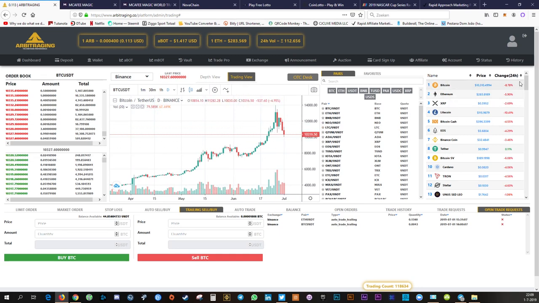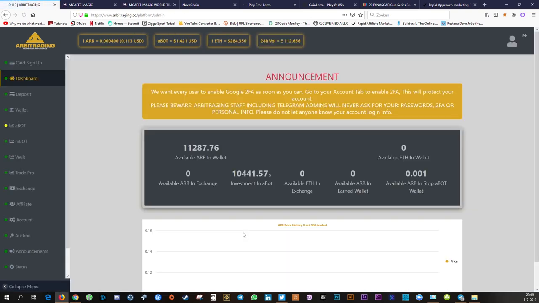Over here you can see the top 100 coins of CoinMarketCap, so that's cool. That's all for now about Trade Pro. Let's go to the dashboard. What's new? The card signups is also new.